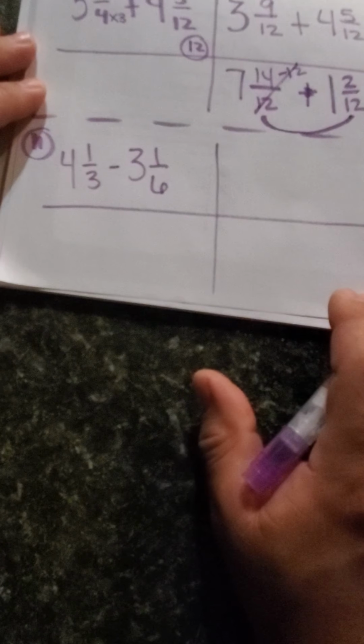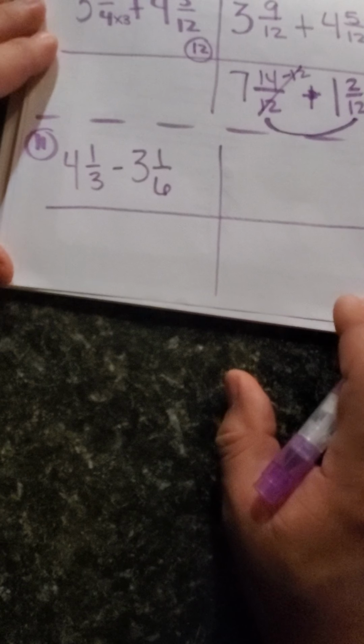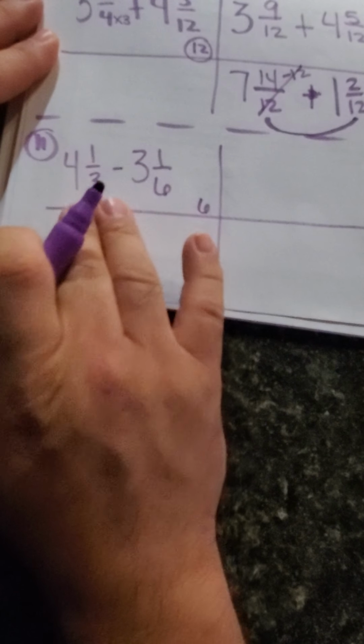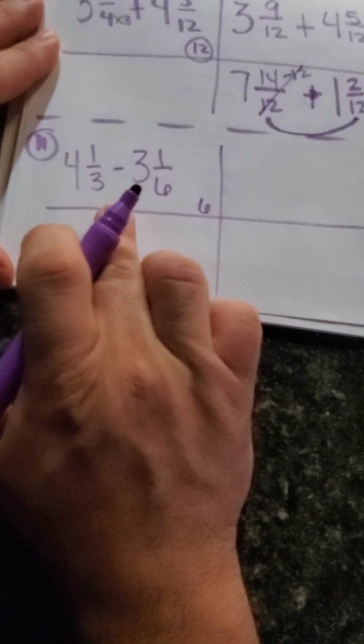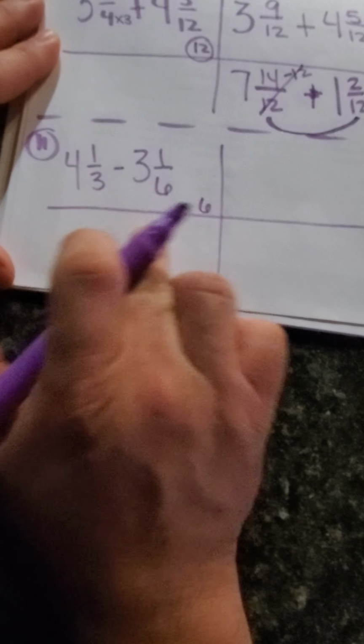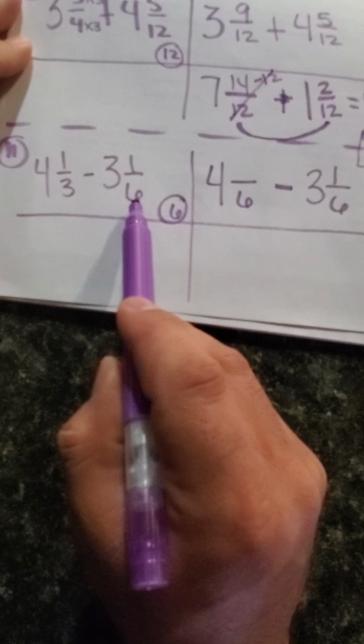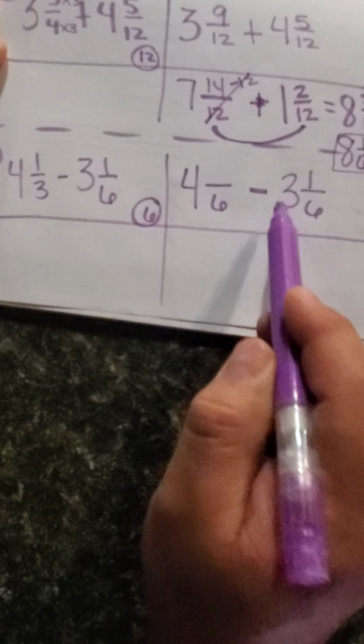Number 11, 4 and 1/3 minus 3 and 1/6. Okay, can 3 go into 6 equally? Yeah, it can. So I don't even have to write out my multiples here. I already know that my multiples of 3 are 3, 6, 9, and one of them is a 6. Well, I already have a 6 here, so my common denominator is going to be 6. So I'm going to go ahead and have 4 blank 6 minus 3 and 1/6. And remember, the reason I'm leaving that 3 and 1/6 is because this denominator 6 is already the common denominator, so the whole mixed number stays the same.